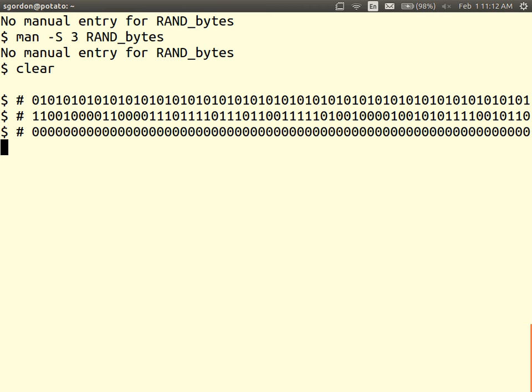Apply that on the first sequence. It doesn't help. The first sequence has the same number of zeros and ones, so it's not as easy as just counting zeros and ones.